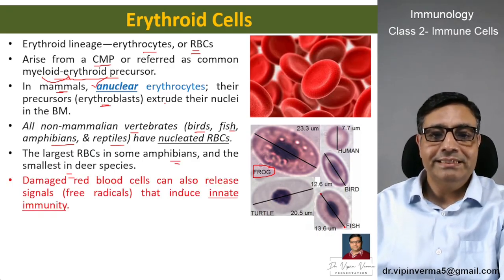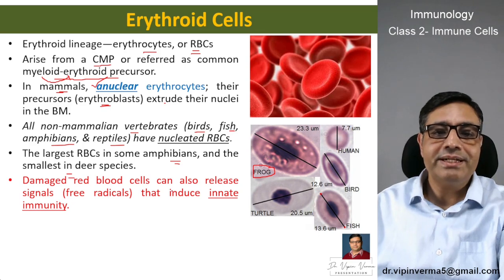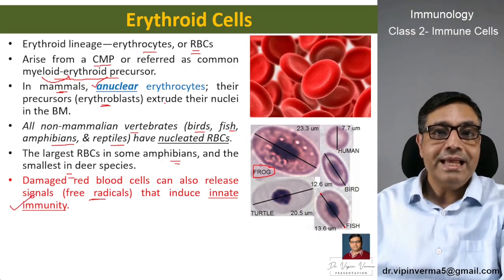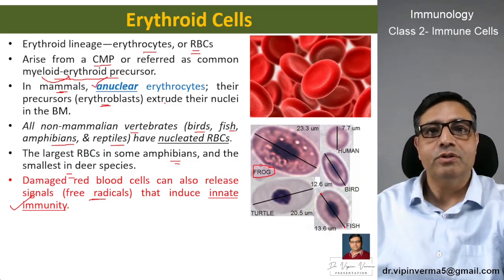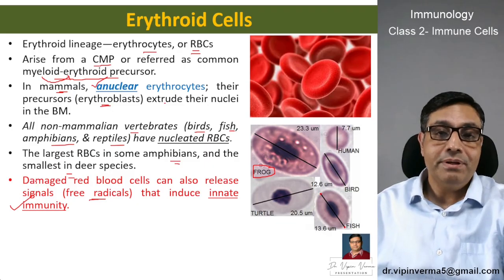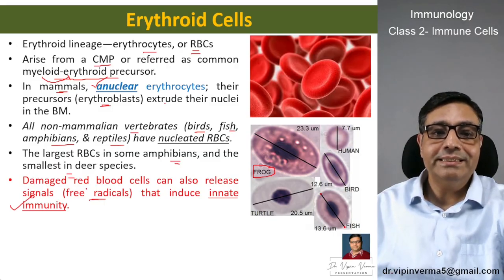Damaged red blood cells. Now, it is important. Damaged red blood cells can also release signals, which are the free radicals that induce innate immunity. So, erythrocytes, their main function is to carry out the gaseous exchange and transport the gases, oxygen and carbon dioxide. But they can also take part in the innate immunity by releasing the signals like the free radicals.